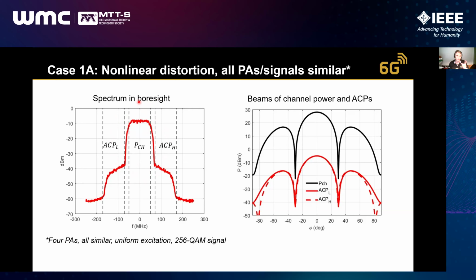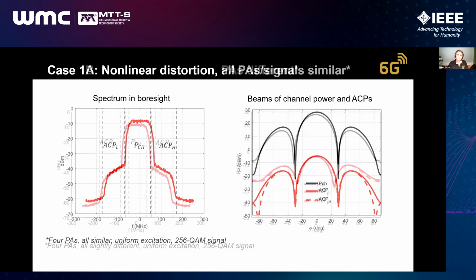In this example, I forgot to say, I assume that all PAs are exactly the same, so the same PAs in all antennas. Let's see what happens. Obviously, because the PAs are all the same, the distortion level is the same in all antennas. If I plot the beam of the channel power and the beam of the adjacent channel power, I will see exactly the same beam shape. There is a small variation because of the wideband behavior of the antenna array, but from the distortion point of view, it is the same beam shape because the PAs are the same and the signals have the same amount of distortion. That's obvious. So no differences, the beam shapes are the same.